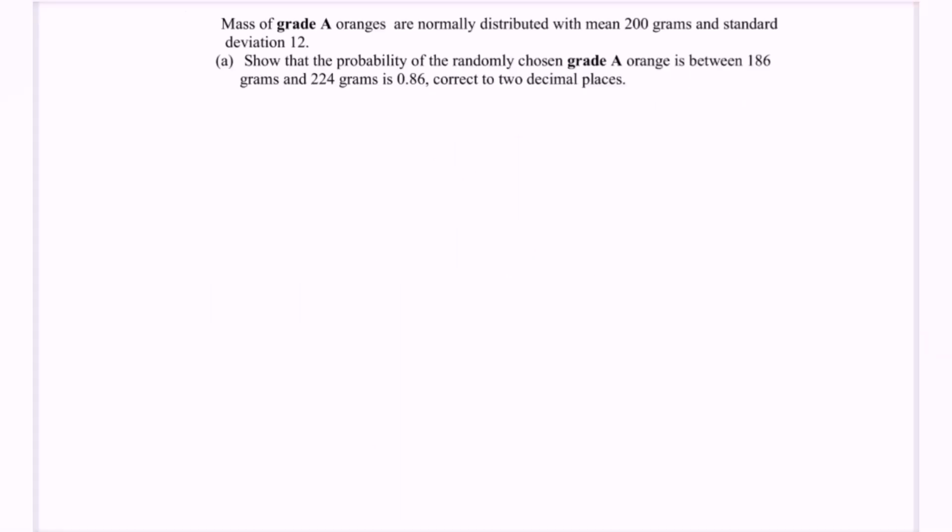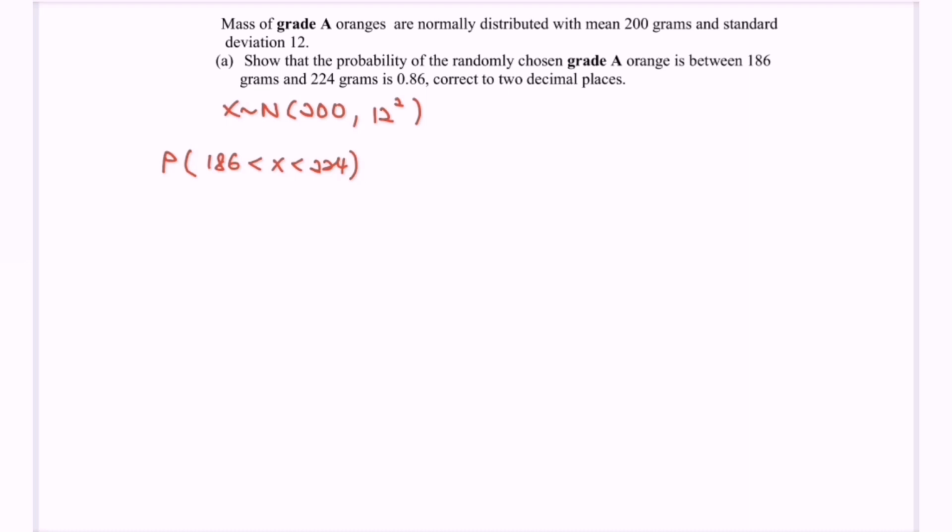Everyone, in this video, I'm going to discuss the example for special probability distribution. Kindly refer to the question. The mass of grade A oranges is normally distributed with mean 200 gram and standard deviation 12. So kindly state the distribution: we have 200 gram, and the variance 12 squared. Show that the probability of a randomly chosen grade A orange being between 186 and 224 is asked. So X is greater than 186 and less than 224. So that is the question.